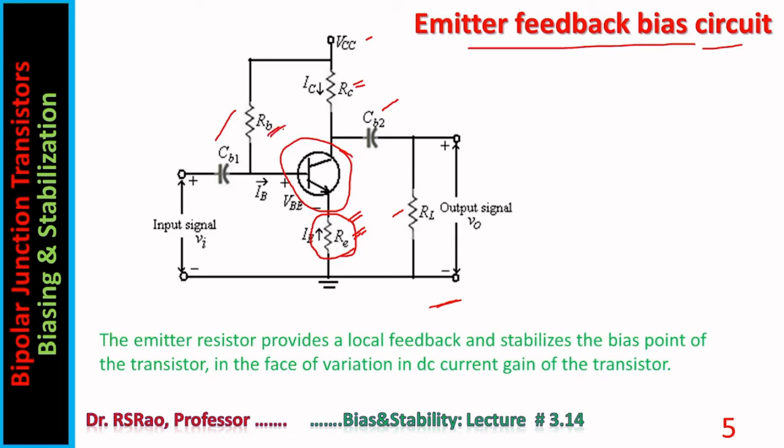RB is to be able to provide reverse bias to collector junction and forward bias to emitter junction using a single source. Now, a few points regarding the circuit. The emitter resistor provides a local feedback and stabilizes the bias point of the transistor in the face of variation in DC current gain of the transistor.